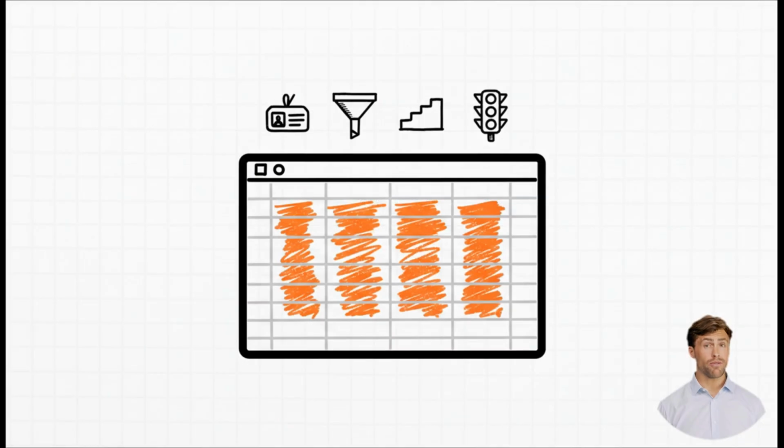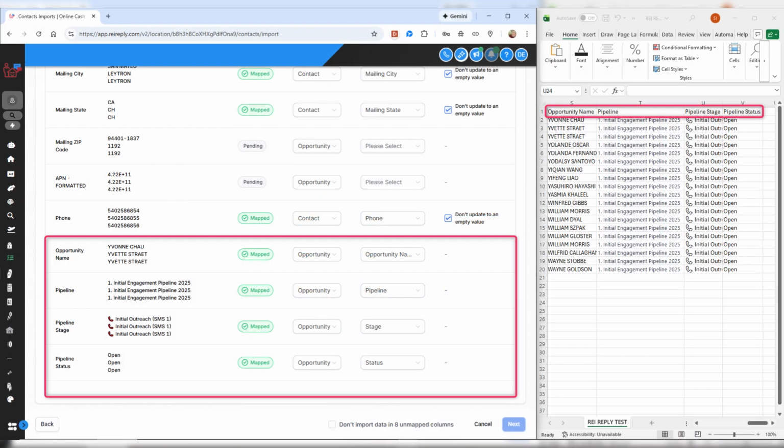Of course, for this to work, your CSV file needs to have that deal info. So just make sure you have columns for things like the opportunity name, which pipeline it's in, its current stage, and its status. That's the data REI Reply needs to create the deal and put it in the right spot for you.